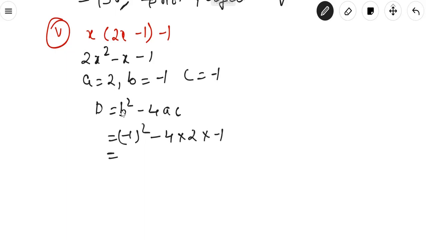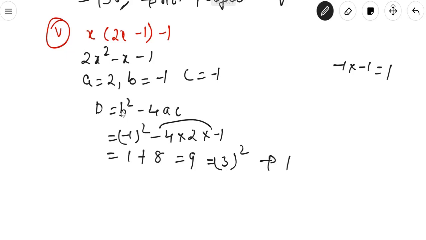So this becomes minus 1 into minus 1, which is 1. Okay, so 1 minus, minus into minus becomes plus. Plus 4 into 2, it becomes 8. So the answer is 9. So 9 is what? 3 square. 3 square is 9. So this is a perfect square. Okay, so this is factorizable.